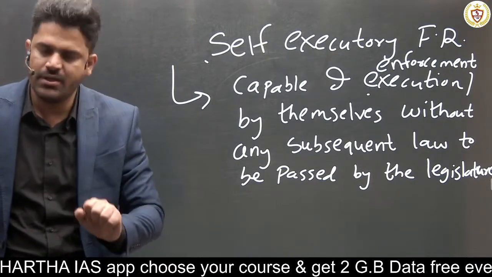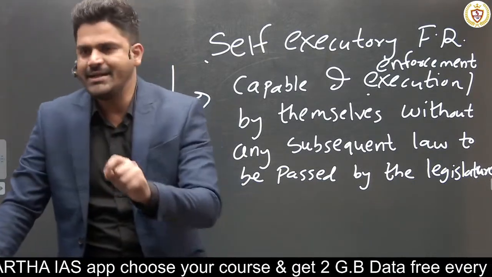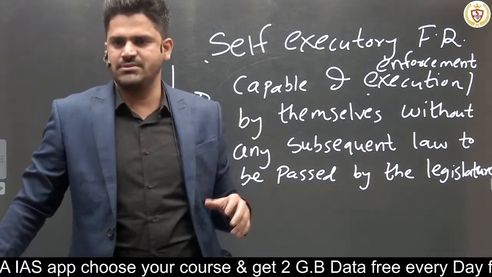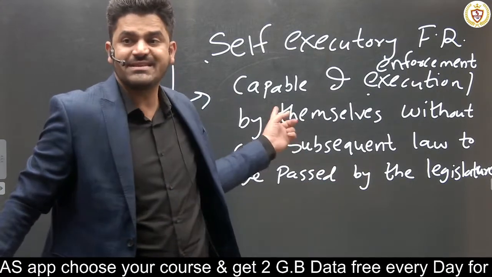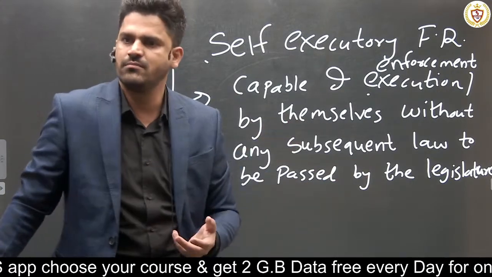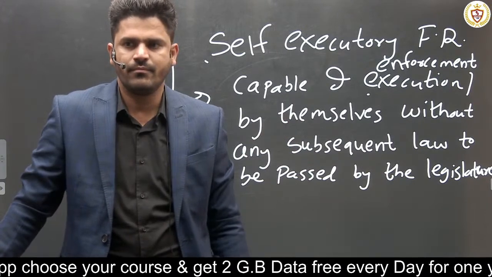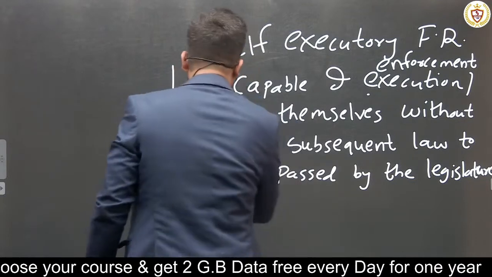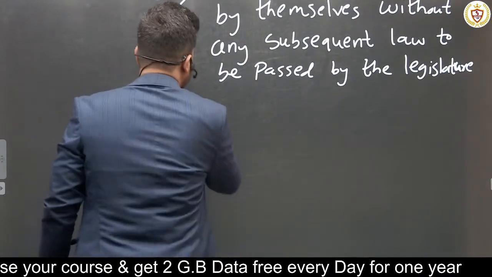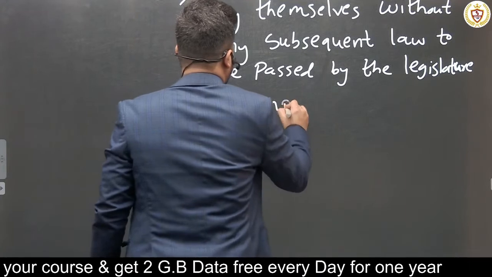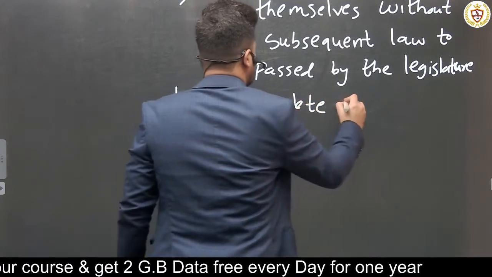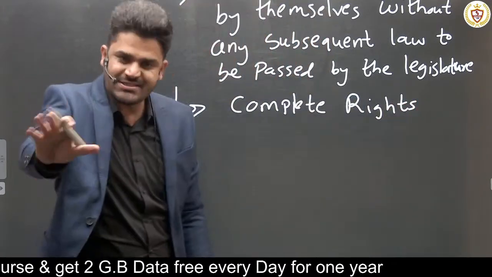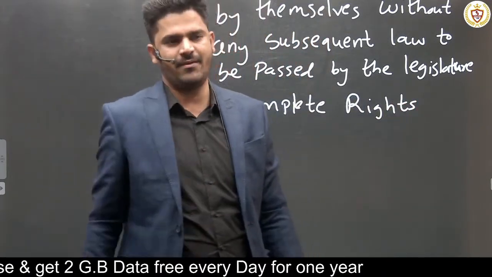Understood? Right? Article 19 guarantees six sets of fundamental freedoms. They are also examples of self-executory fundamental rights. Right? So, self-executory fundamental rights are complete rights. You will understand self-executory fundamental rights when I discuss non-self-executory fundamental rights. Then you will understand.